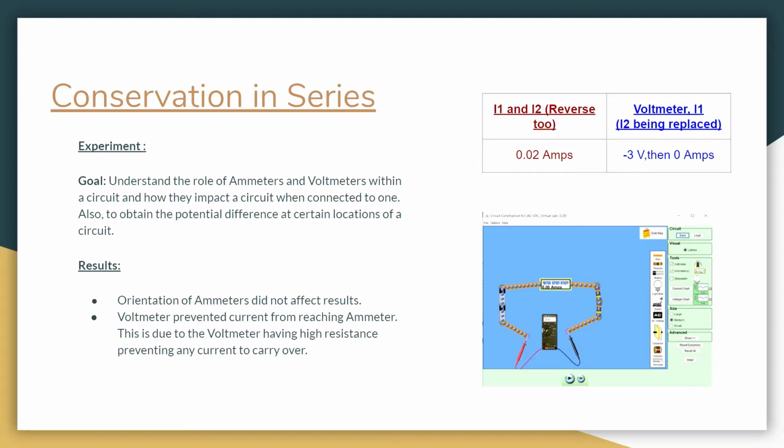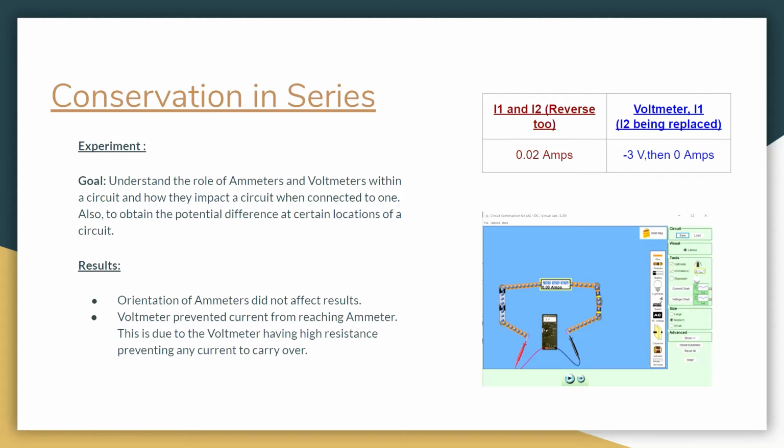So for the first part of the experiment, what we're trying to do is understand how different instruments work within a circuit. For example, an ammeter or a voltmeter, what their roles are within the circuit and what they can tell us. And here we also need to find out the potential difference at certain locations on a circuit that we built.